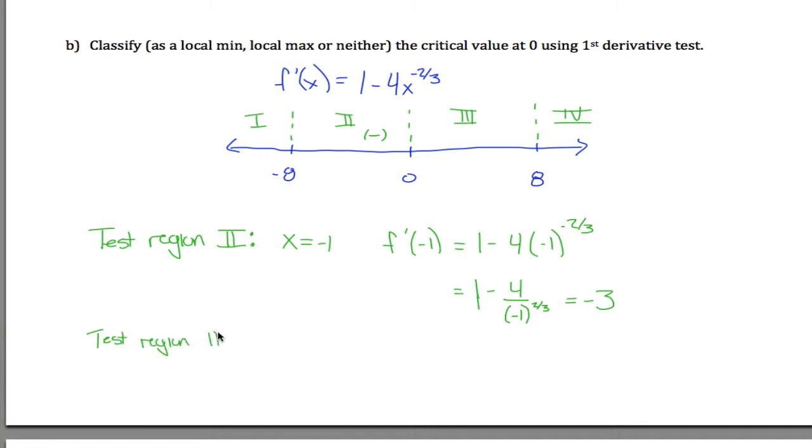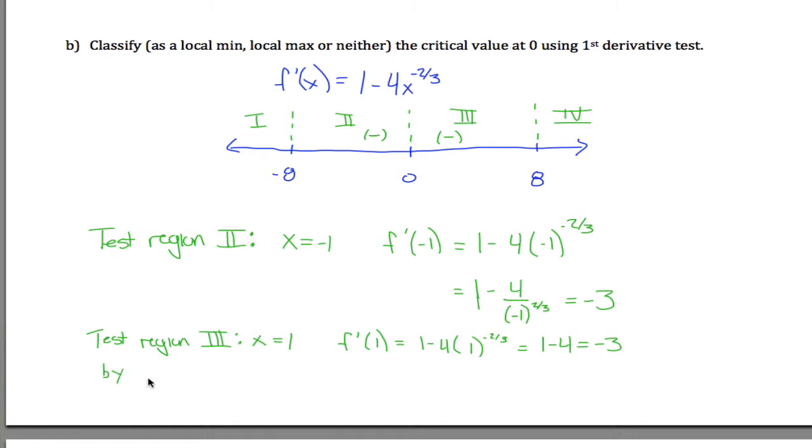Again, choose any number you want, as long as it's greater than 0 and less than 8. I'm going to choose positive 1 because that seems easy, and figure out f prime of positive 1. So that'll be 1 minus 4 times 1 to the negative 2/3 power. It's hard to read. Let me rewrite that. 1 has this nice property that you can raise it to any power that you want and just get 1. So this is just 1 minus 4 times 1. In other words, it's negative 3. Same answer I got up here, huh? What that tells me is that my first derivative is negative here.